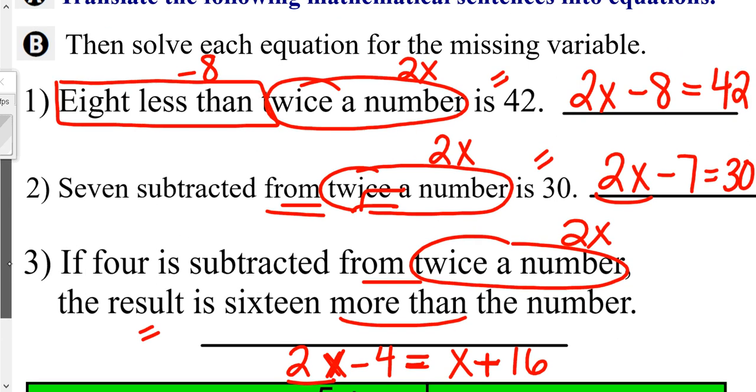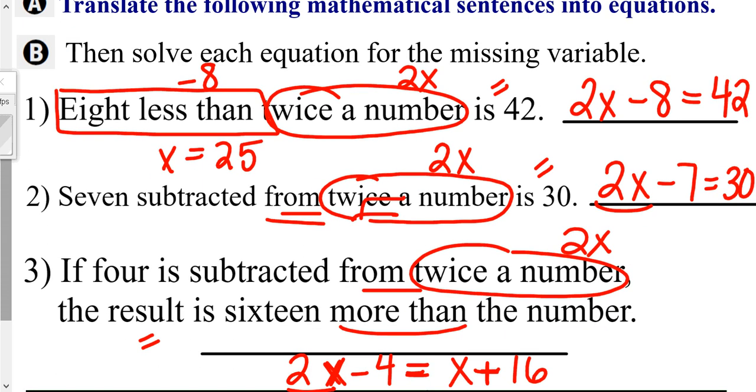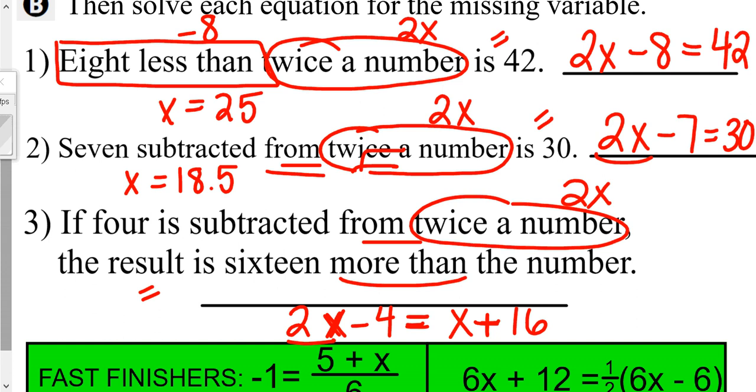Okay, part B said solve each equation for the missing variable. So if we go back, we use our equations to find the value of the variable. For number 1, you should have x equals 25. For number 2, and it does come out to be a decimal, you should have x equals 18 and a half. And for number 3, you're going to be left with x equals 20. Okay, and you can go back and plug those in and check your answer.